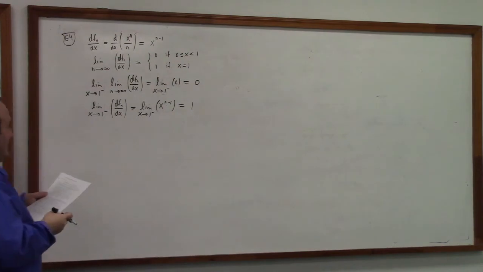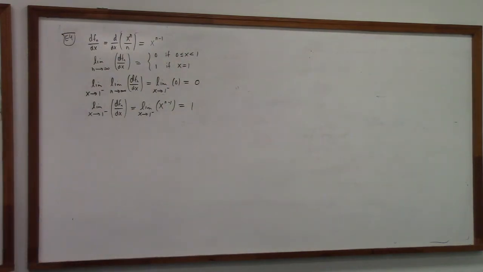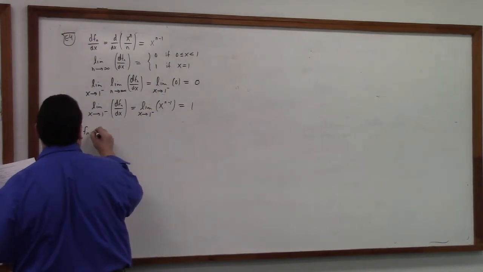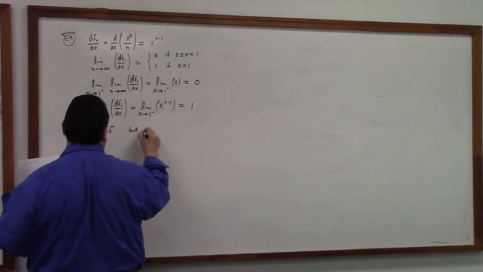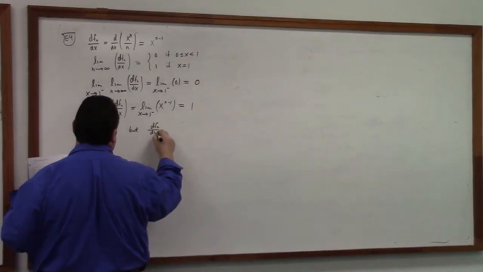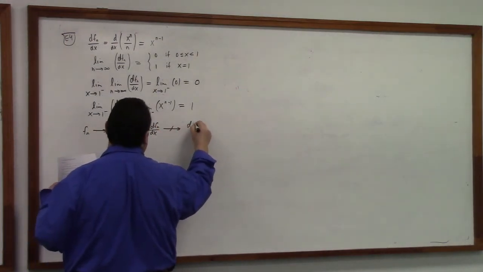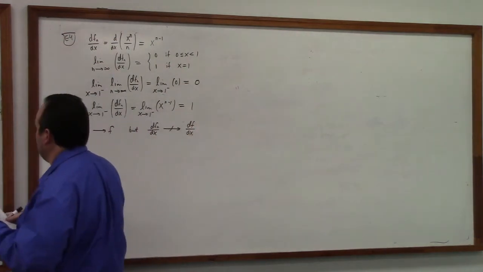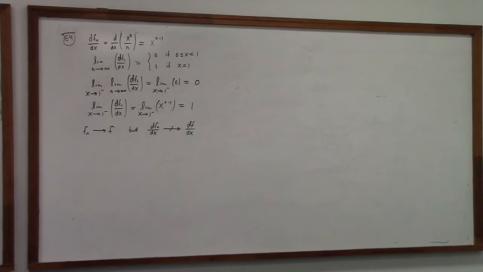So as you can see, what does this say? Therefore, the limit of the sequence of derivatives is not the derivative of the limit function. We have the situation where f_n is going to f, but d f_n dx is not going to df dx. That's what these calculations show. That's kind of annoying, right? You have a convergent sequence of functions which converges to a function, and yet the derivative of that sequence does not converge to the derivative of the limit function.